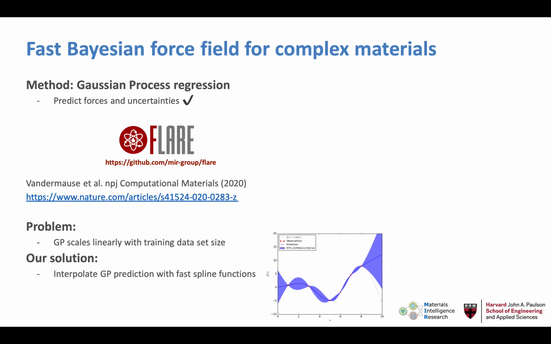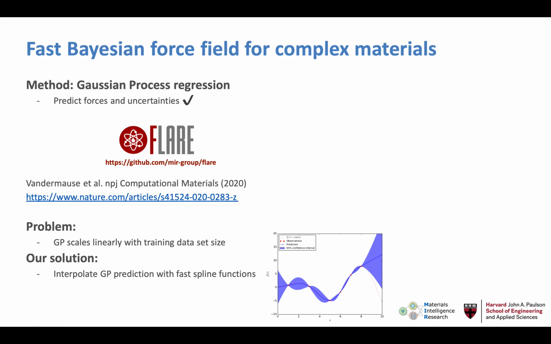Because of this consideration, we chose Gaussian process regression, since it can predict the forces and analytical uncertainties simultaneously. There's a recent paper from our group published in npj Computational Materials earlier this year, talking about this machine learning force field using Gaussian process regression and Bayesian active learning. And we also have the code publicly available online for the training procedure.